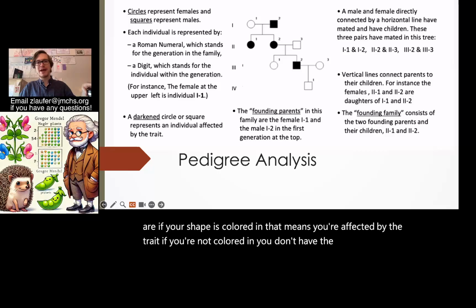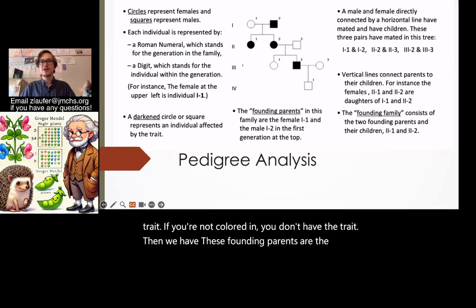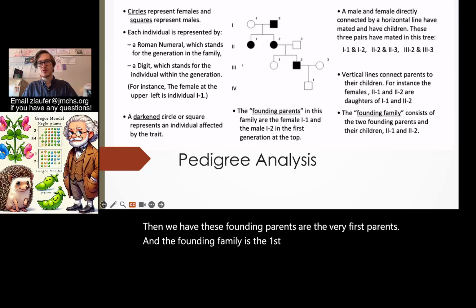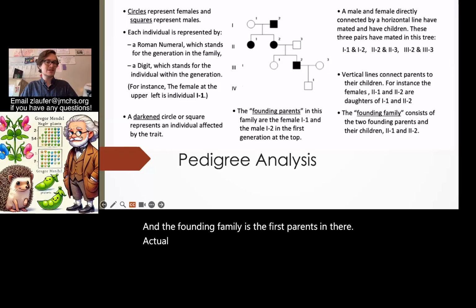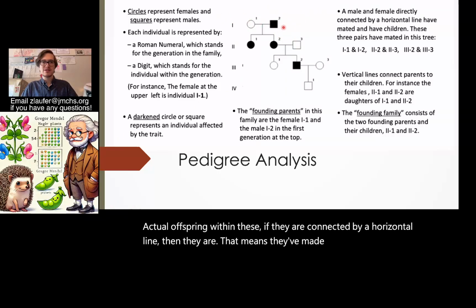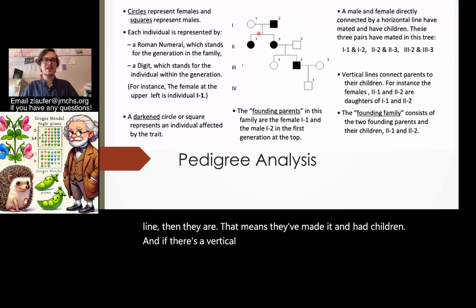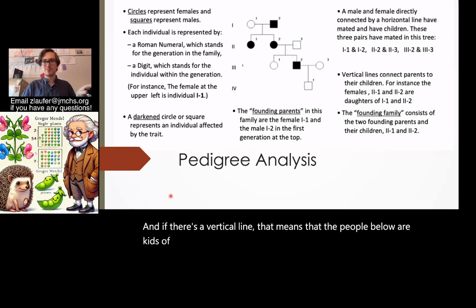Then we have these founding parents, who are the very first parents, and the founding family is the first parents and their actual offspring. Within these, if they are connected by a horizontal line, then that means they've mated and had children. And if there's a vertical line, that means that the people below are kids of those people above, next parents to their children. So you need to know the basic setup for these.